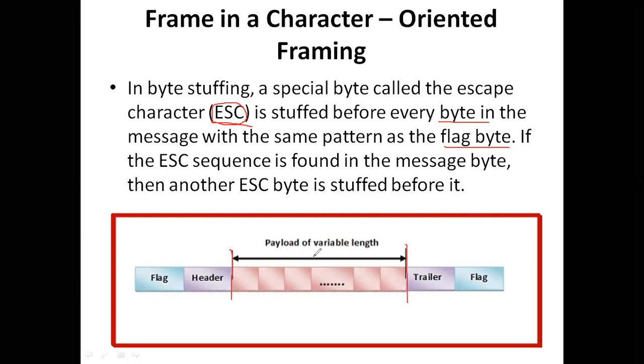So in this payload field, if any flag occurs, if the same flag exists in the payload field, then what do we have to do? We have to insert one more escape. If any flag byte occurs in the payload field, we just add one more escape. So this is nothing but character stuffing. Before the flag, if any flag exists here, we should insert one escape character before the flag. So this is the way we can do the character stuffing.